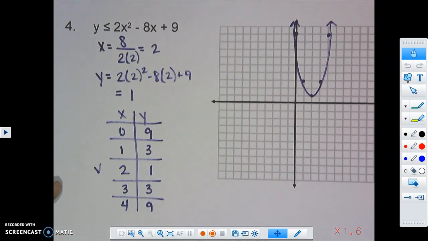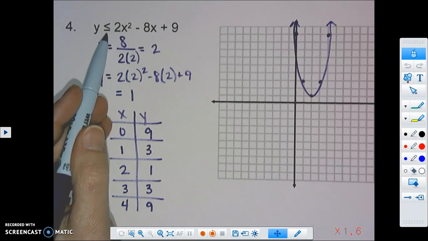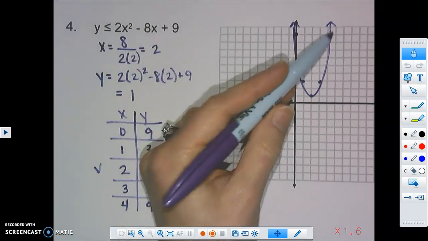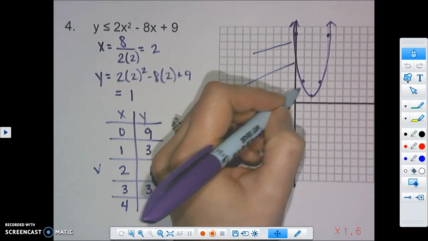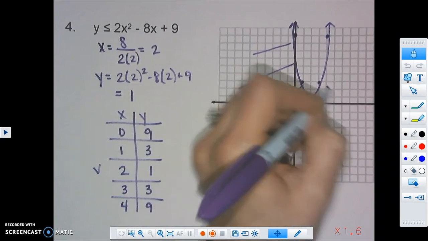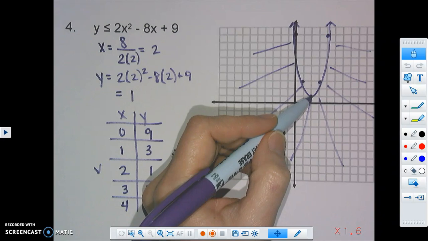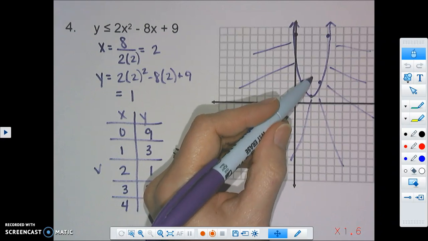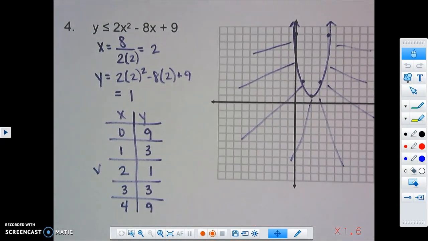Last thing to do is to figure out where we're going to be shading. So it says y is less than or equal to. So again, if we're somewhere on this parabola, where would we be less than? That's going to be anywhere outside of this parabola. An easy point to focus on is the vertex. So if it's greater than, you're going to be above the vertex. If it's less than, you're going to be below the vertex in your shading.